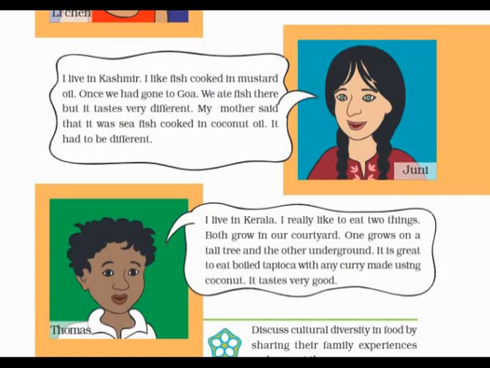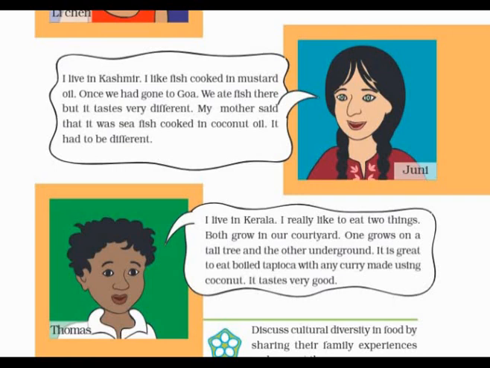So here Juni loved to eat fish, but the same fish is cooked with different ingredients in Kashmir and Goa. When she went to Goa, she ate fish, but the taste was different because it was cooked in coconut oil and it was sea fish. Fishes are also of different types. Sea fish, that is salty water fish, and freshwater fish which are found in ponds or lakes.